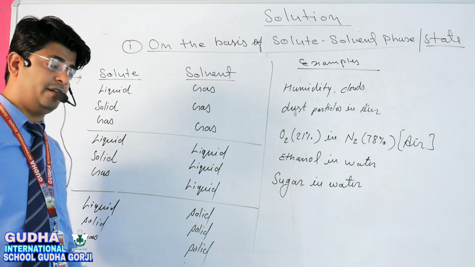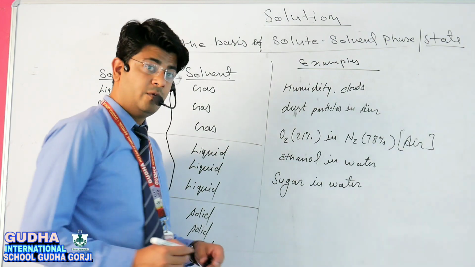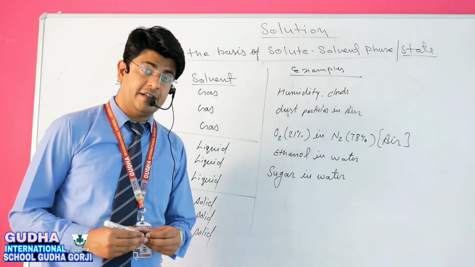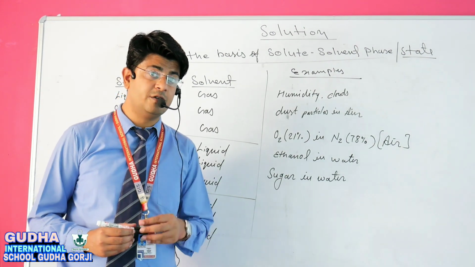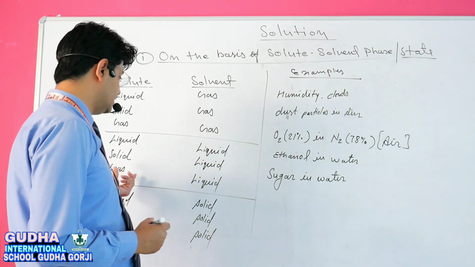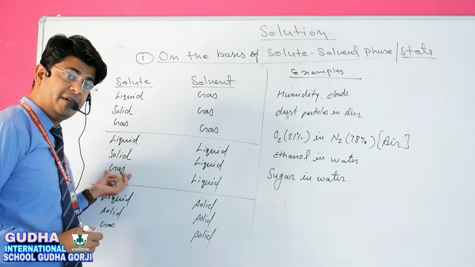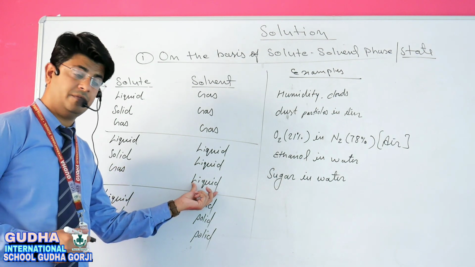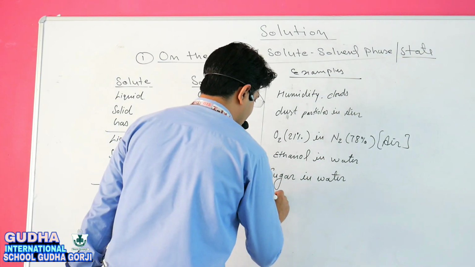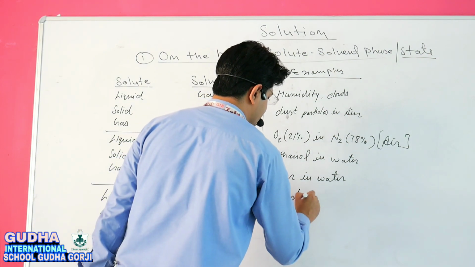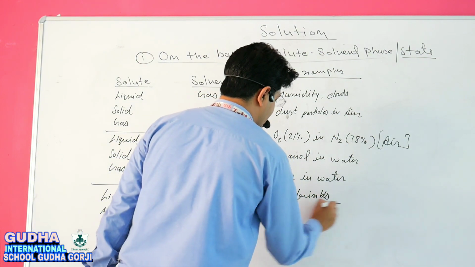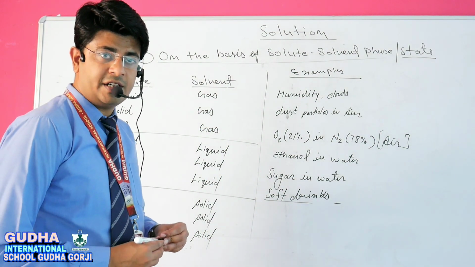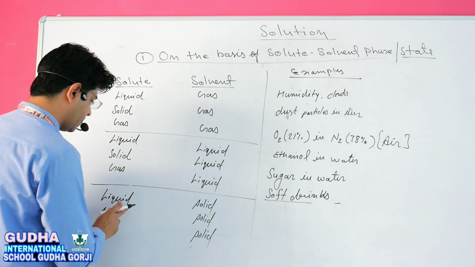Gas in the liquid. We have all had soft drinks. Soft drinks are usually made with carbon dioxide, which is a gas, in the water. So the example is soft drinks. In soft drinks, carbon dioxide gas is dissolved in the water at high pressure.